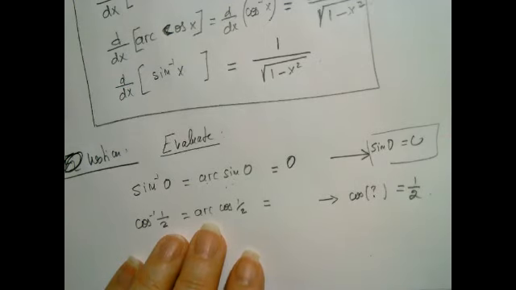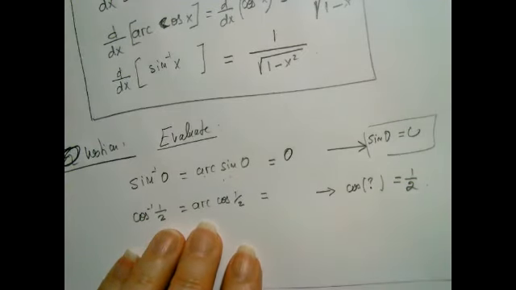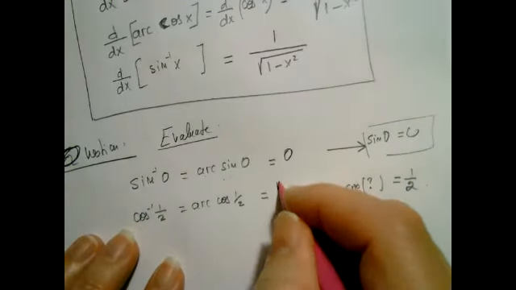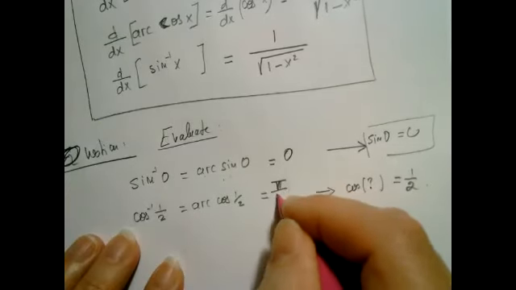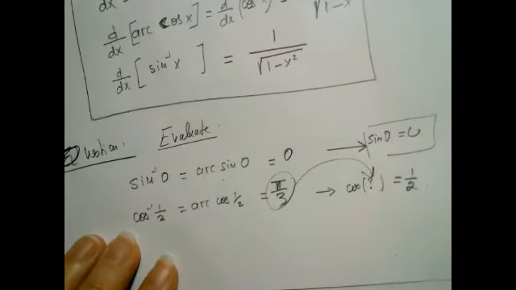What is the angle whose cosine is a half? Do you guys remember? You should know those basically by heart. Come on, guys, you should know. What's the cosine inverse of a half? What's the angle whose cosine is a half? Pi over 3. I am after the angle.